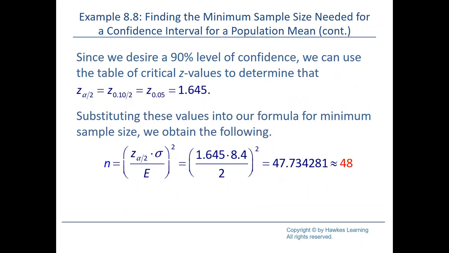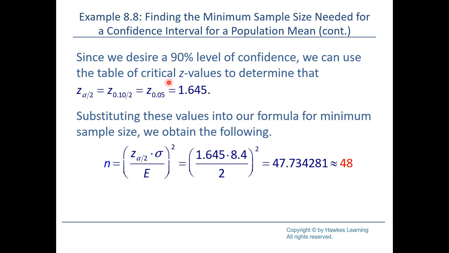Now that we know all that information, we have a 90% level of confidence, which means I have a 10% alpha value. Since I have a 10% alpha value, I'm going to divide it by 2, which gives us a Z of 0.05. Again, you're going to either use your table or your calculator to get 1.645.